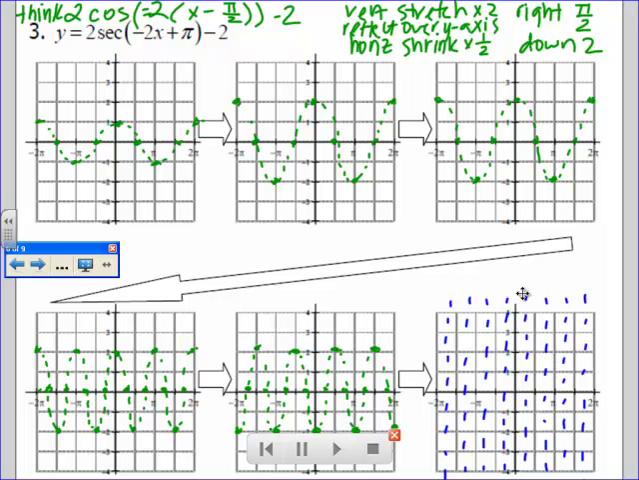Translate each one of these points down 2. So all those minimums at negative 2 are now at negative 4. All of the maximums that were positive 2 are now at 0. That midline at 0 is now at negative 2. Again, you'll notice I do all of the minimums together, all of the maximums together, so I get an idea of what my pattern is, and then I will connect them.